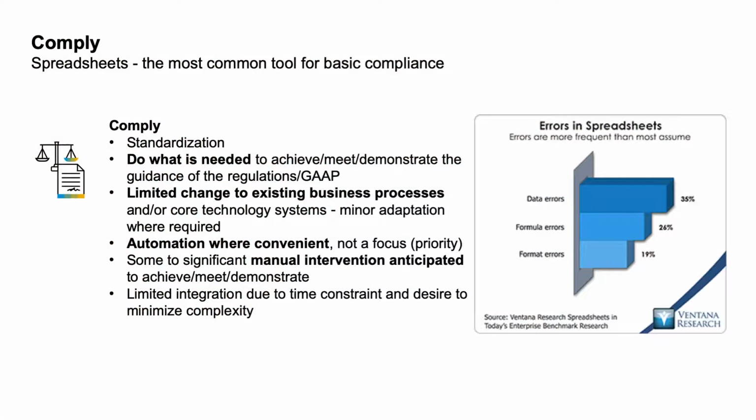Comply means to do just that. While it's a great milestone, it is really just the beginning. In this context, one only does what is needed to meet the requirements for IFRS 16 and ASC 842. With the comply level of adoption, there are limited changes made to existing business processes, and automation is leveraged where convenient, and manual interventions are expected within this process.